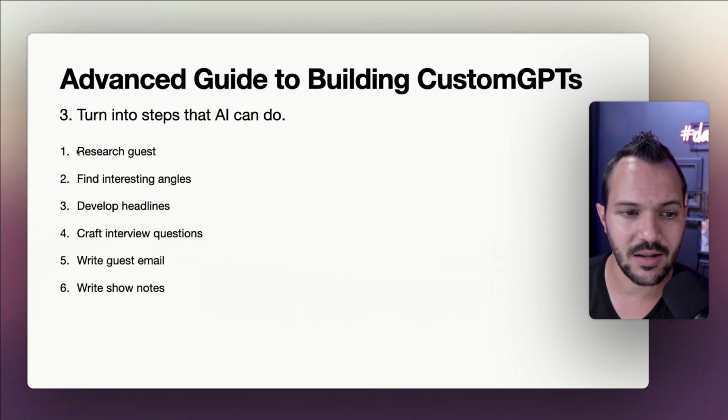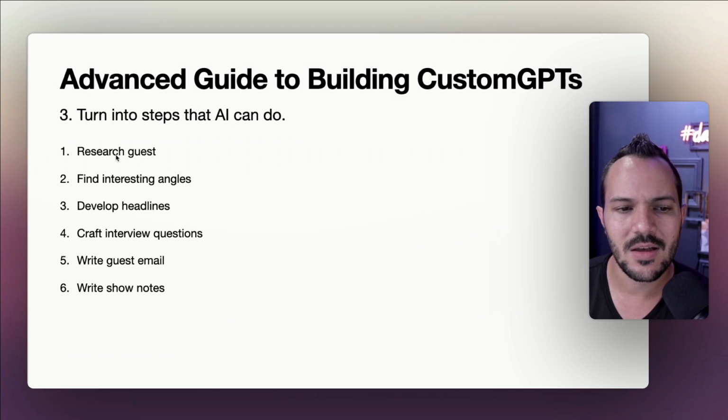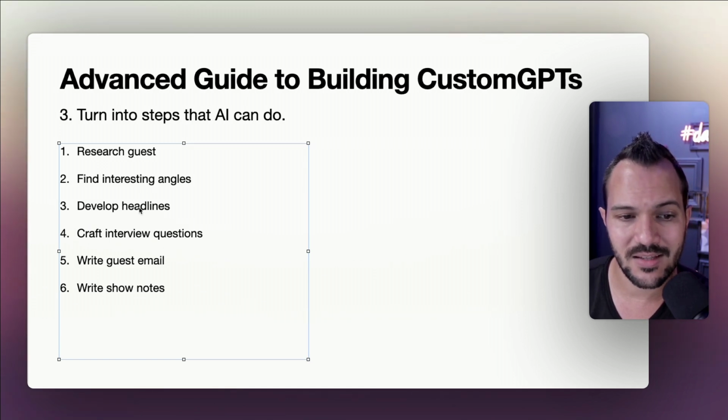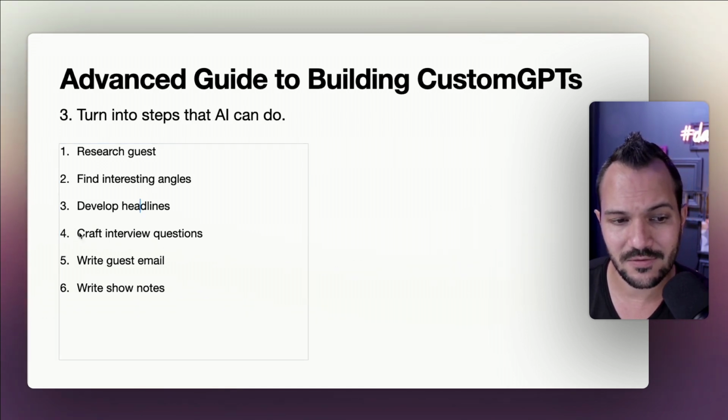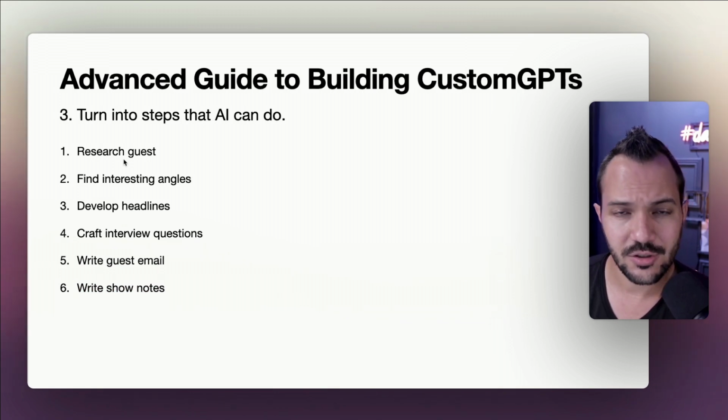And I actually took it and made a 6-part list. Of course, it can't find the guest for me. I mean, it probably could, but I wanted to do that part myself. But AI can research the guest, because it can do searches on Bing. It can find interesting angles for me based on that research. It can develop headlines for sure. It can craft interview questions. It can write the guest email, and it can certainly write my show notes. Those are the ones that I identified that I turned into my showrunner.